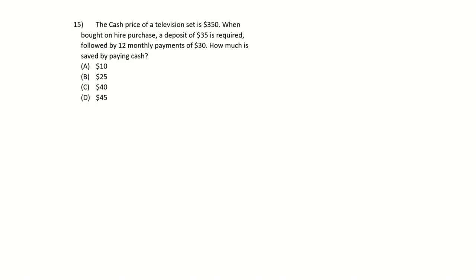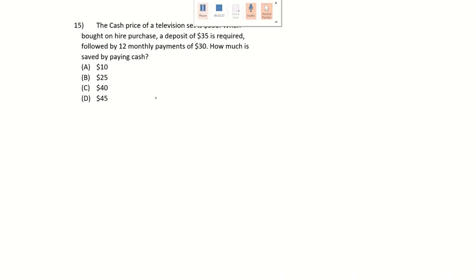Number 15, the cash price of a television set. We just noted this question. A cash price for a television set is $350 when hire purchase is deposit $35 and 12 monthly installments of $30. We did this question just now and we got the answer to be D. So the answer for this was D, $45.